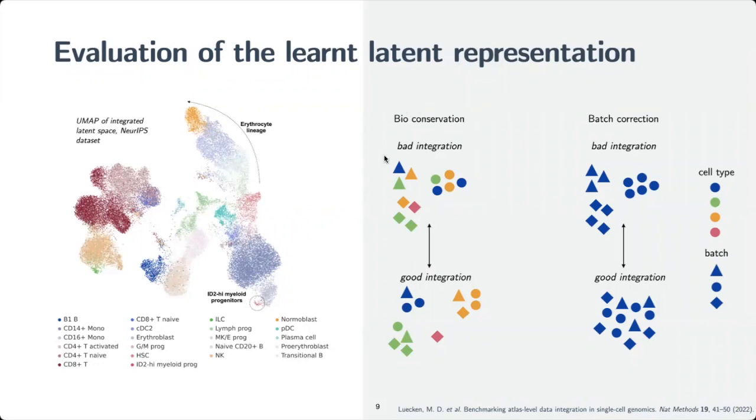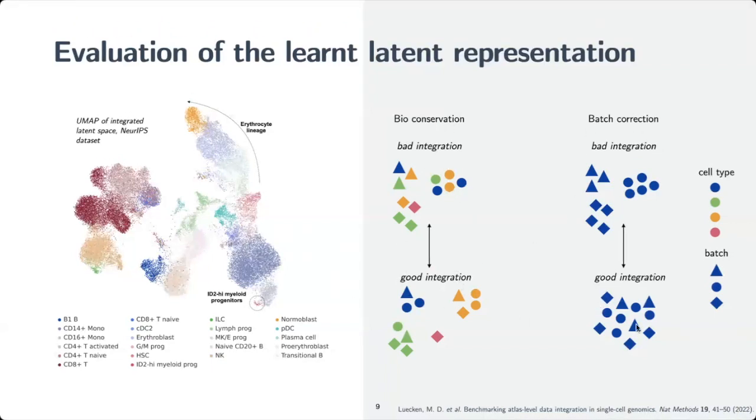The first one is metrics that fall into the category bioconservation, and they try to measure how well do we actually capture different cell types if they come from different batches, and also how well do we capture rare cell types that are not present in many batches. So this is the first class of metrics.